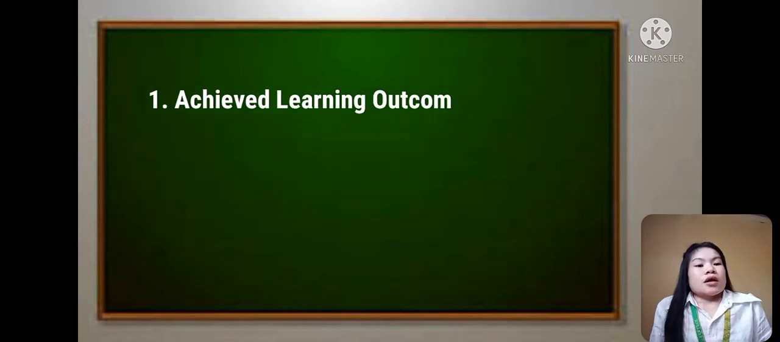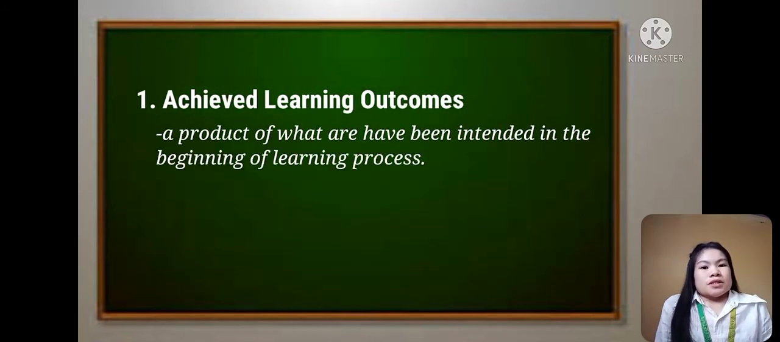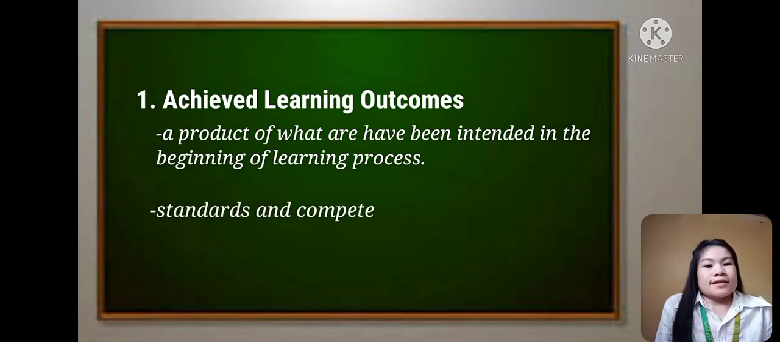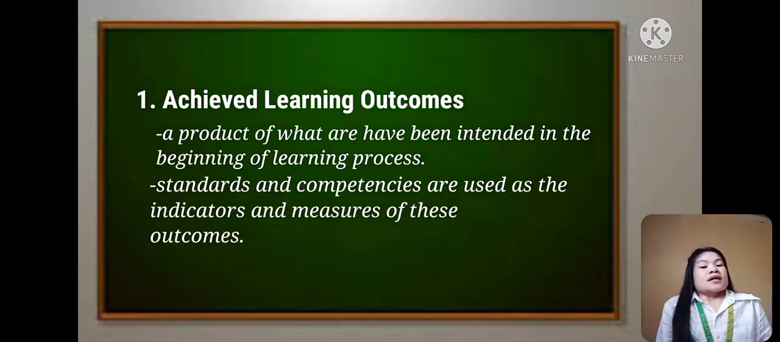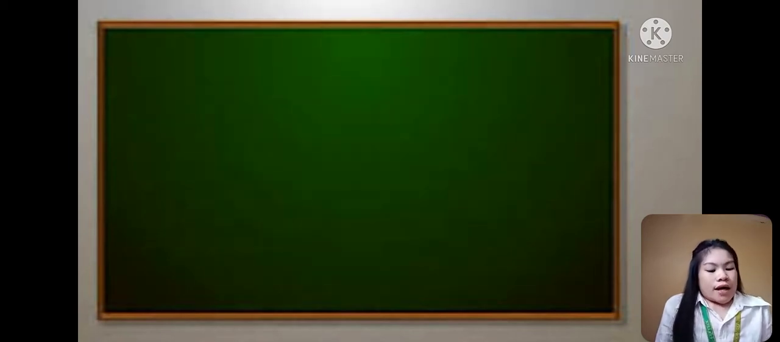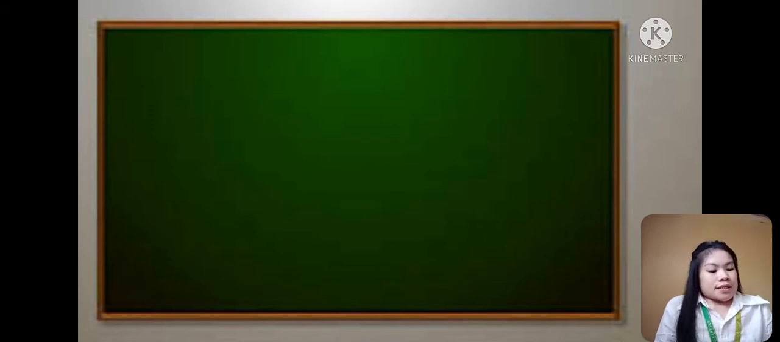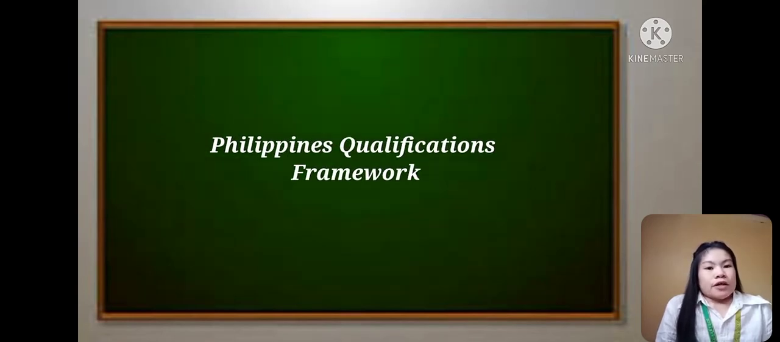Here is the content focus of my lesson. Number 1. Achieved learning outcomes. A product of what has been intended at the beginning of the learning process. Standards and competencies are used as indicators and measures of the outcomes. Learning outcomes are user-friendly statements that tell students what they will be able to do at the end of a period of time. They are measurable and quite often observable.